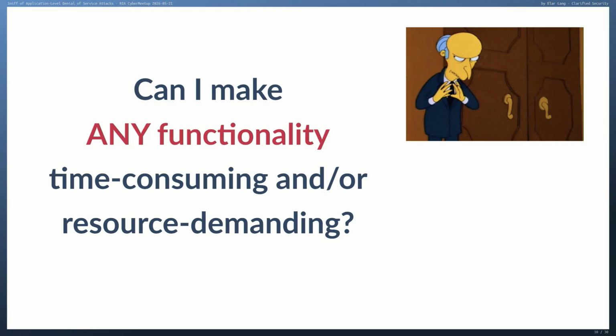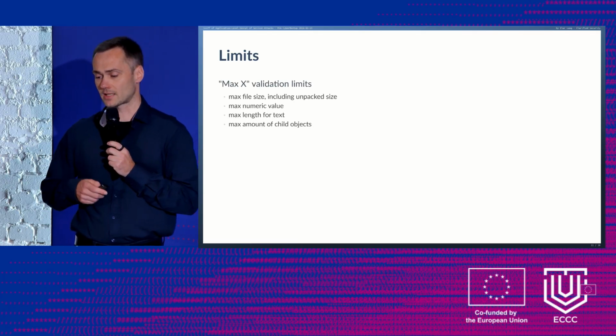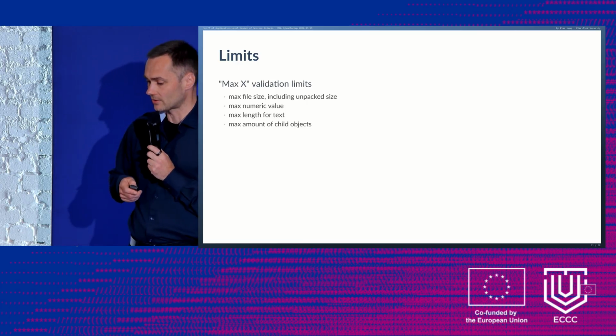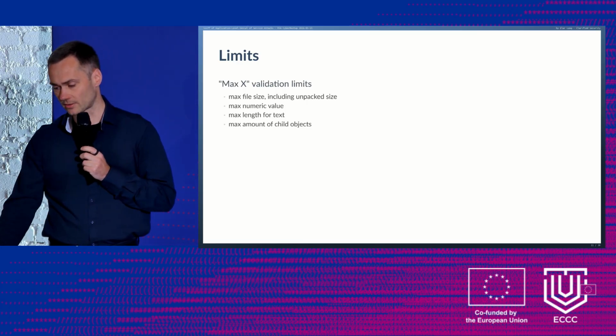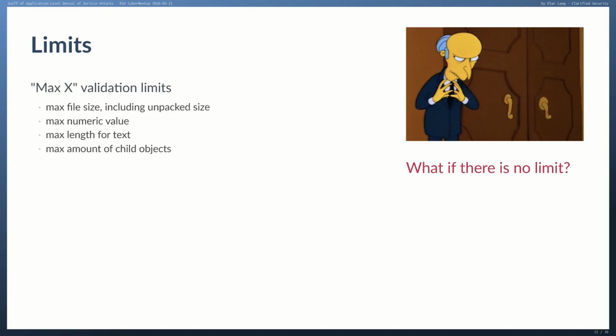So let's say the application does not provide any time-consuming or problematic APIs. And evil thinking in this situation should be, from the attacker point of view: can I make any functionality to be time-consuming and resource-demanding? So we are going to look at the limits. Every kind of validation, like maximum file size, numeric values, max text lengths, and every kind of amount of child objects. And the question from the attacker is, what if there is no limit?